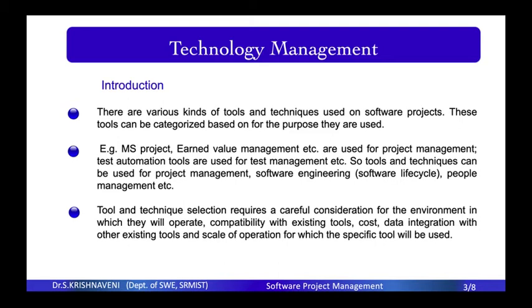For example, MS Project and earned value management are used for software project management, and test automation tools are used for test management. So the tools and techniques can be used for project management, software engineering and people management. Now, how is tool selection done? Tool and technique selection requires careful consideration of the environment in which they will operate, compatibility with existing tools, cost, data integration with other existing tools, and the scale of operations for which the specific tools will be used.